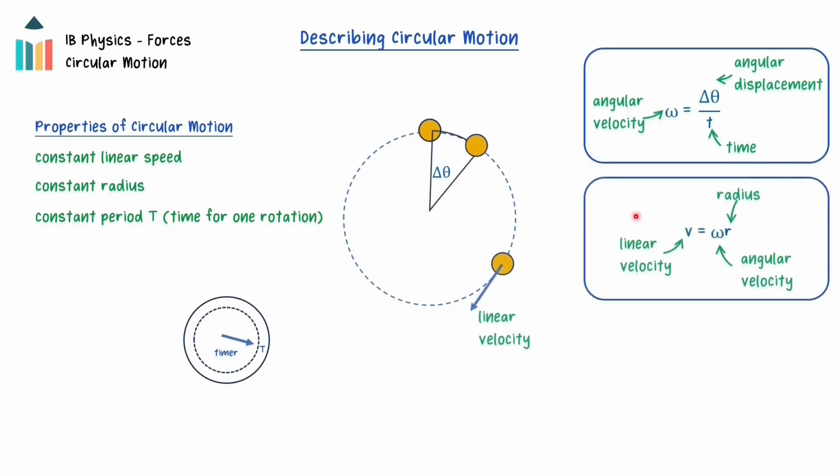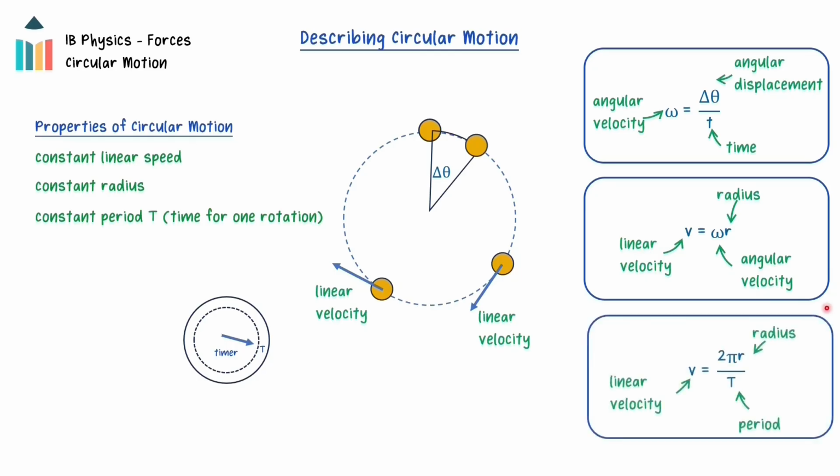The tangential velocity of the object is called the linear velocity, and it's the velocity tangential to the path at any time. The linear velocity is related to the angular velocity through the formula: linear velocity v is equal to angular velocity omega times the radius r of the circular motion.